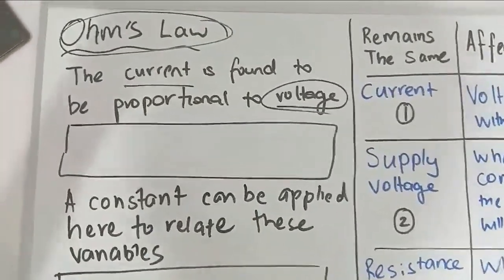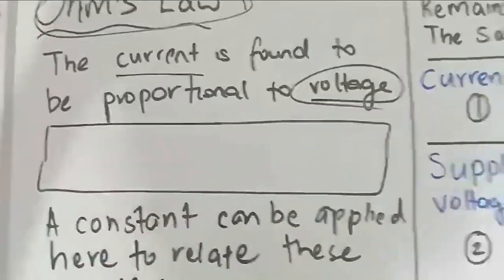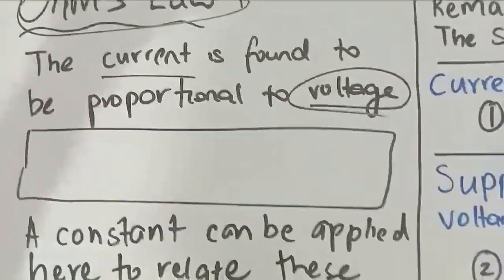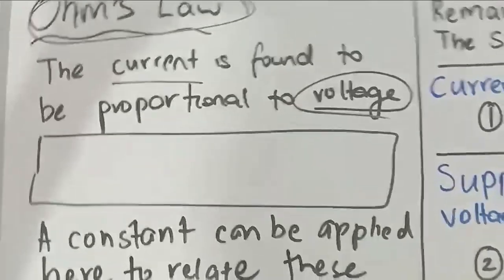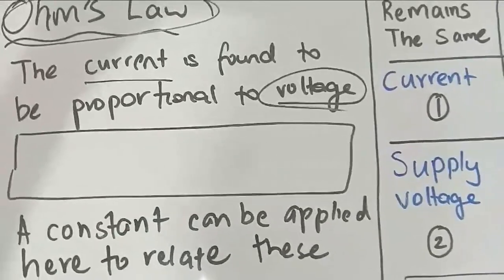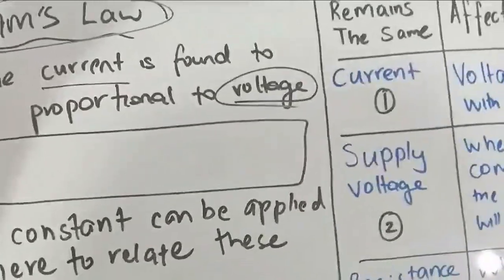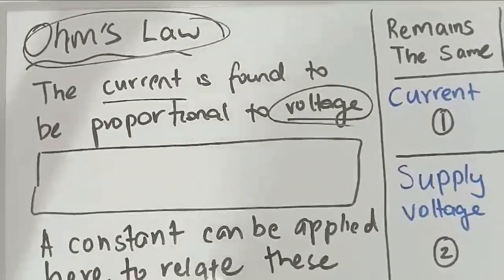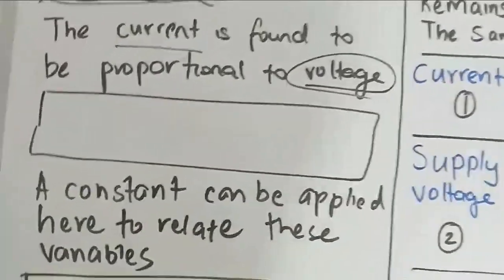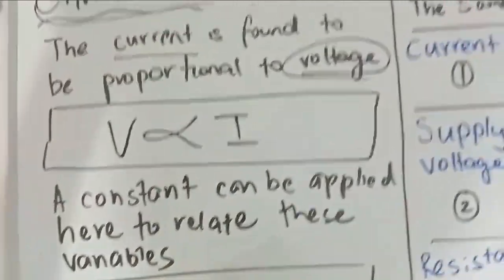So first let's look at the first bit of information. The current is found to be proportional to voltage. I think we've already established this when we looked at voltage and resistance and current. We said that if we were to increase the potential difference, the drive for the movement of charge would also increase. Like if we were to heat one side of that metal rod more, the movement of energy would be much faster. So similar to that, the current is found to be proportional to the voltage, right? And so this is written as V is proportional to I. Voltage is proportional to current.